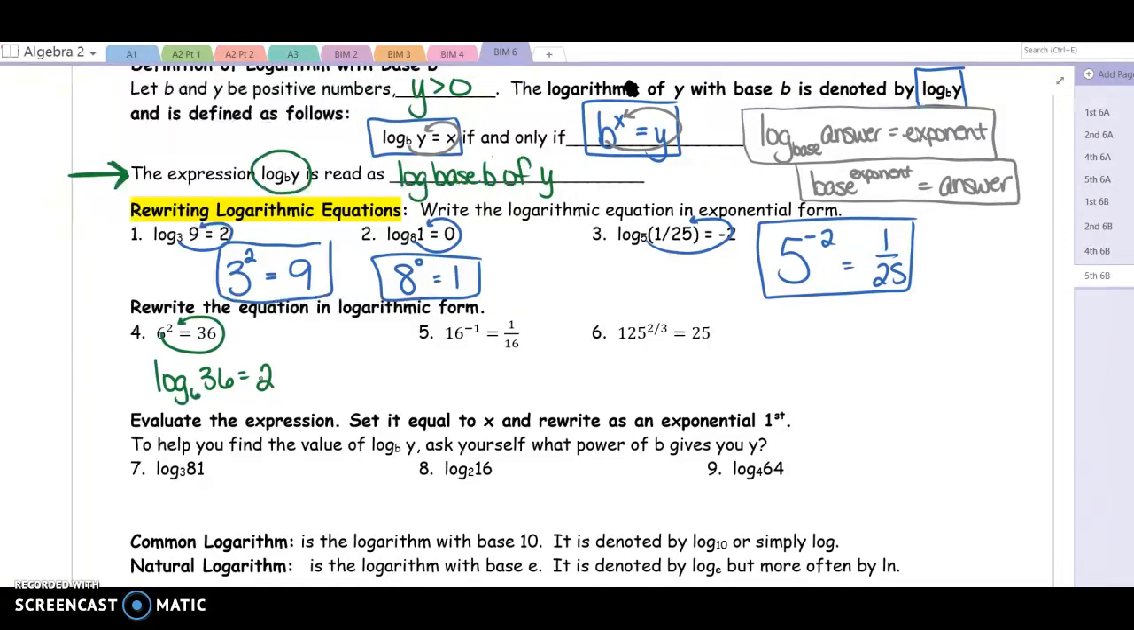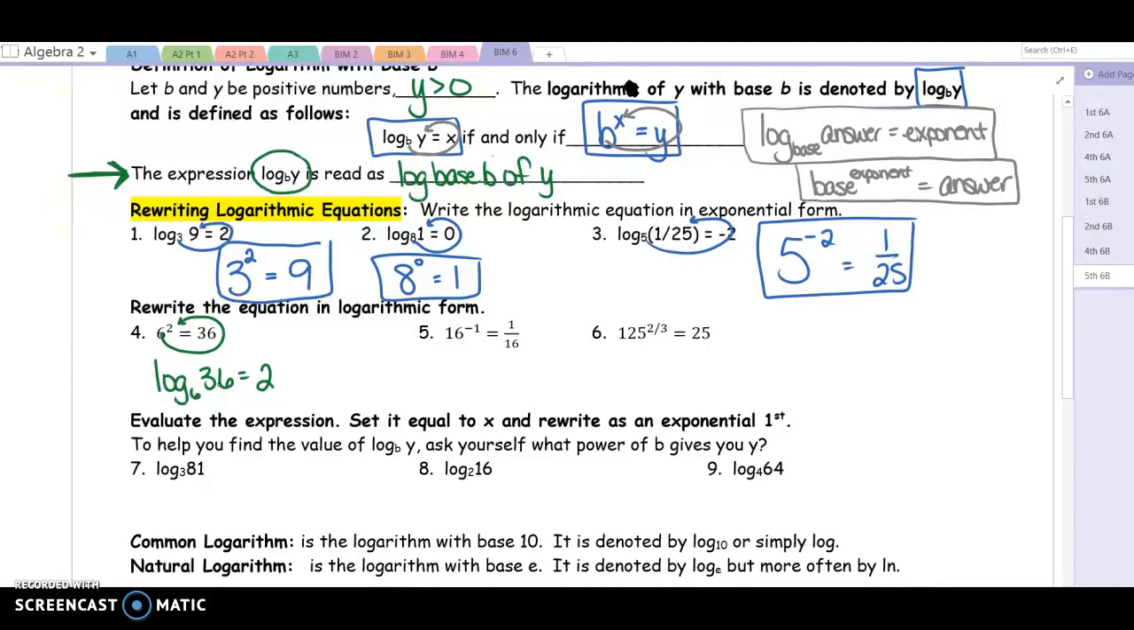So on a test, I might give you as a bonus question this statement and say, write this using words. And if you write it correctly using words, you get bonus points. So keep that in mind and start practicing saying these correctly. Log base 6 of 36 equals 2.